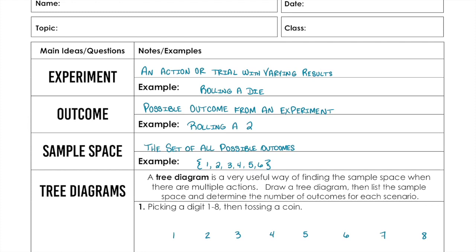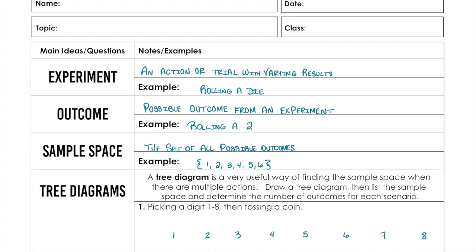What's not an experiment is flipping a two-headed coin, because no matter what happens, it's going to be heads. There is no variation in that outcome. Okay, so our possible outcome is what can possibly occur from that experiment. So for example, if we were to roll a die, we could roll a 2. That would be the outcome of that experiment.